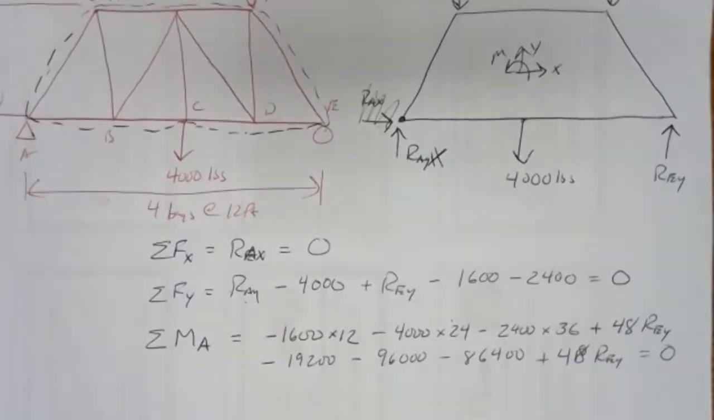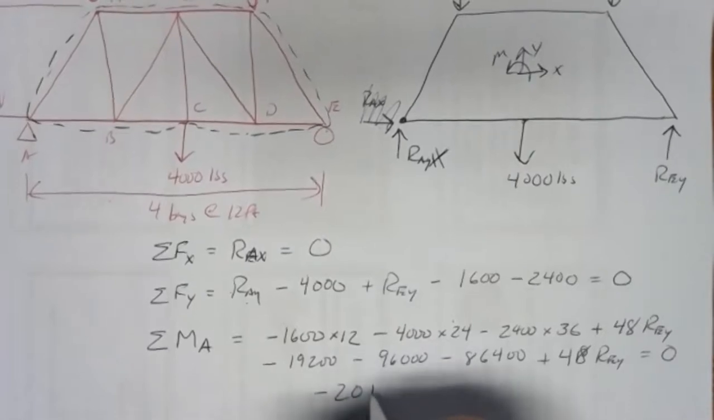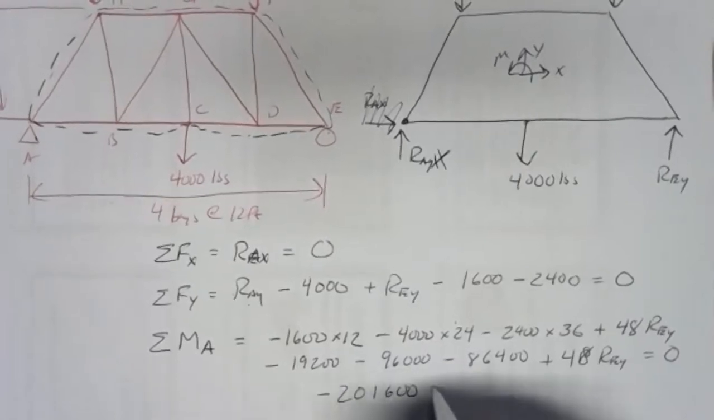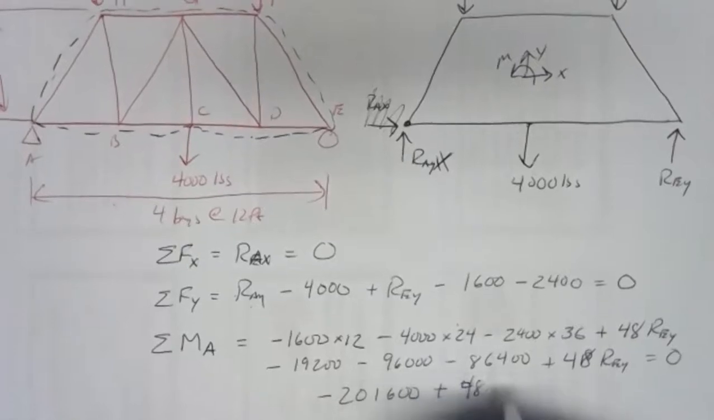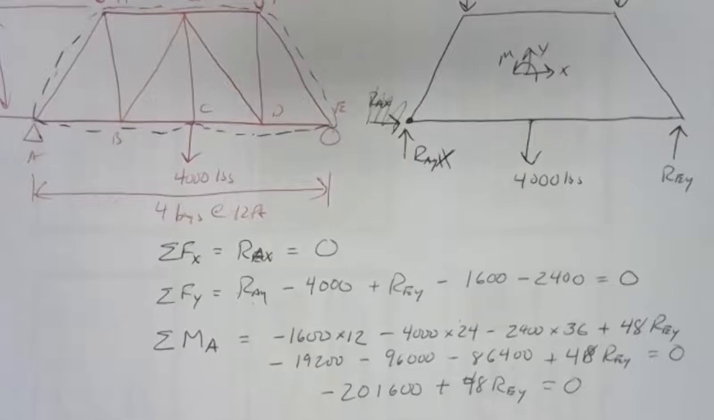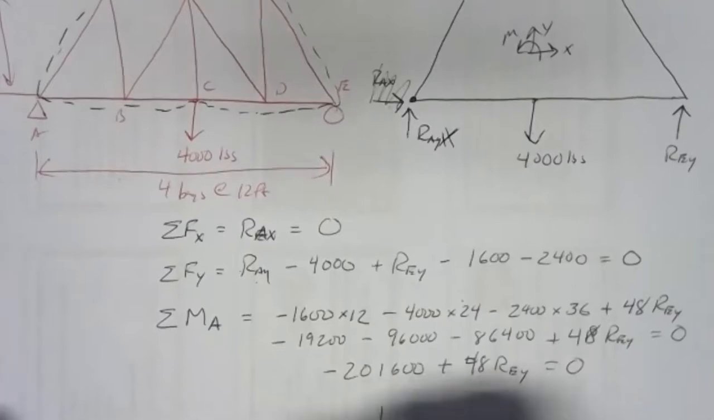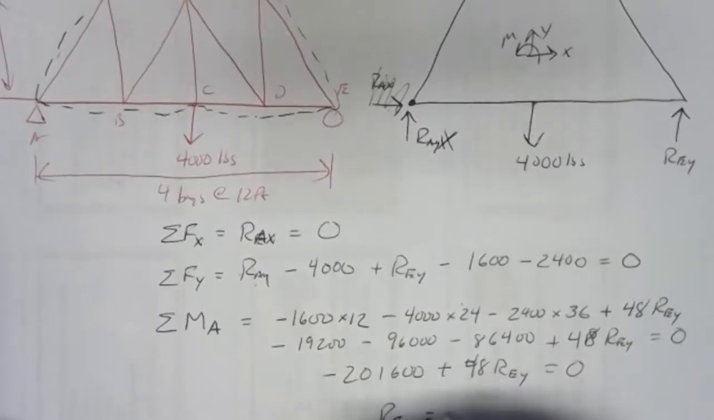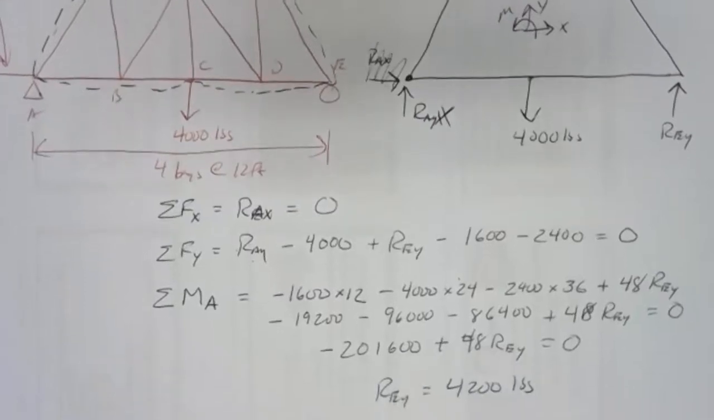So combining the numbers together, we get negative 201,600 plus 48 REY equals 0. And solving that equation, we'd add 201,600 to both sides, divide by 48, and we get that REY is 4,200 pounds.